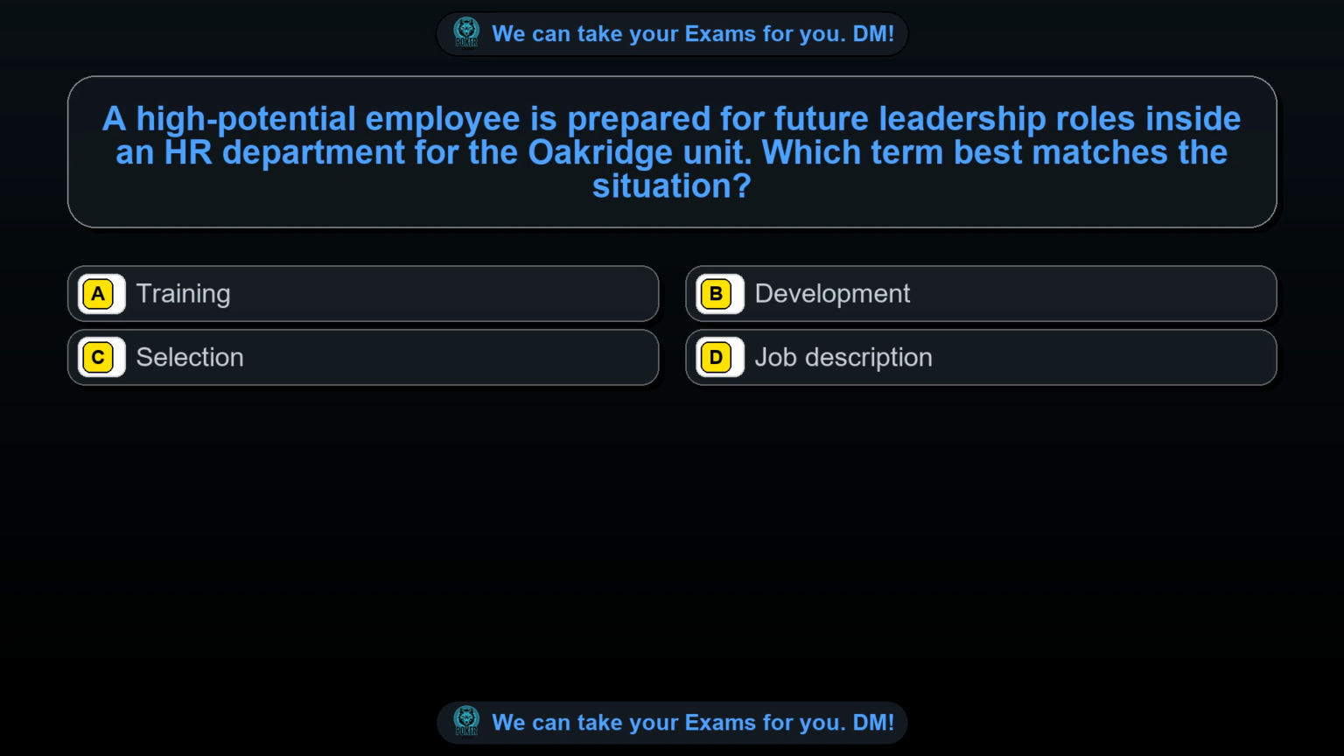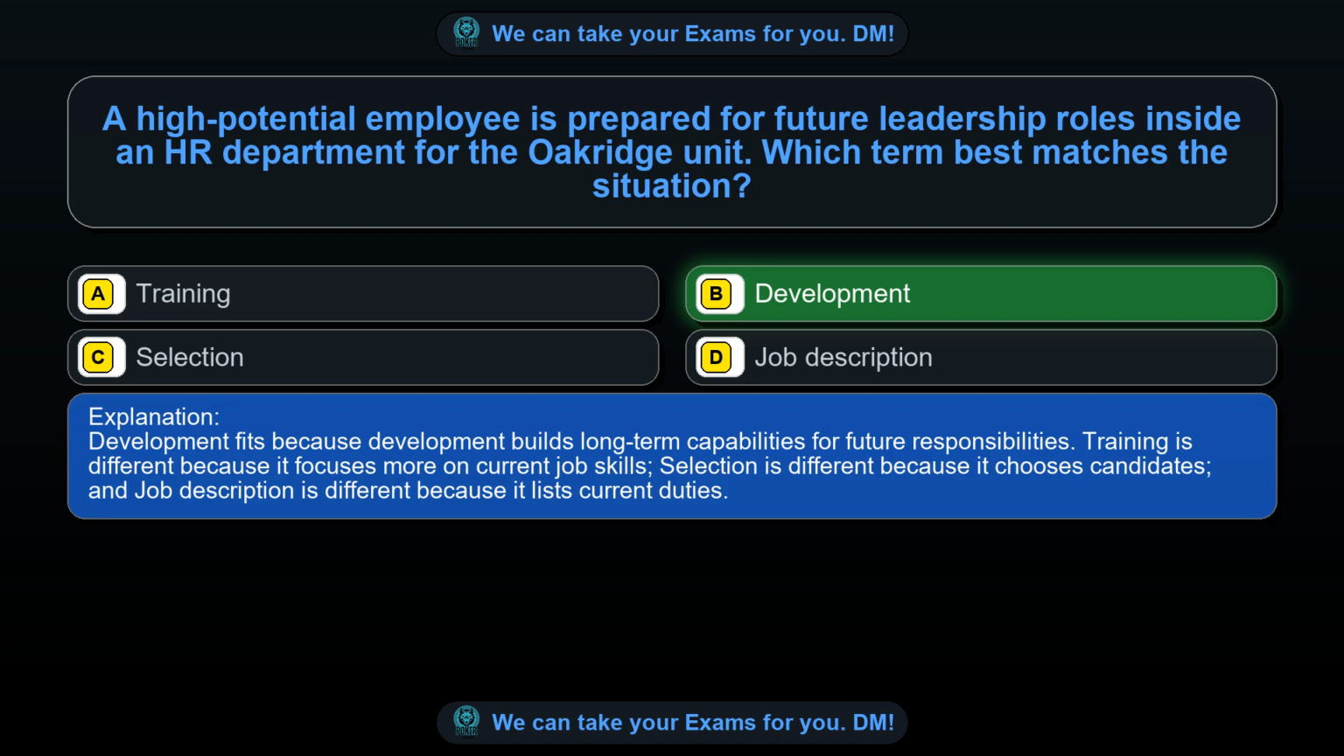Question 17. A high potential employee is prepared for future leadership roles inside an HR department for the Oak Ridge unit. Which term best matches the situation? Option A, training. Option B, development. Option C, selection. Option D, job description. The correct answer is option B, development. Development fits because development builds long-term capabilities for future responsibilities.